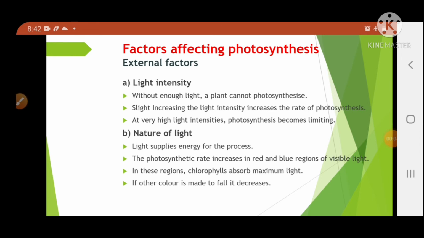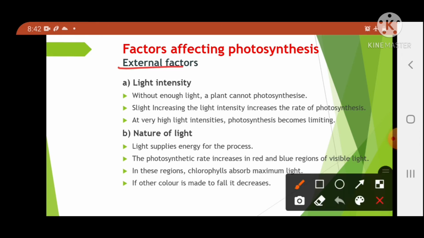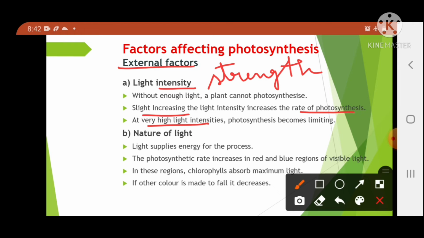There are many factors which affect the rate of photosynthesis. Few external factors are light intensity, it means the strength, which is very important for photosynthesis. If there is slight increase in that intensity, the rate of photosynthesis increases. But at very high intensity, it becomes limiting.